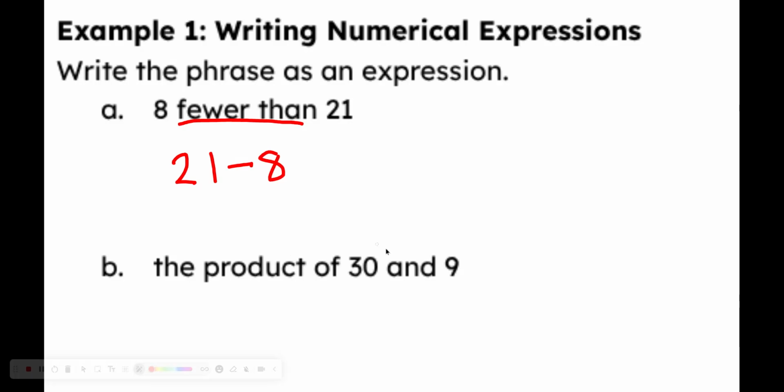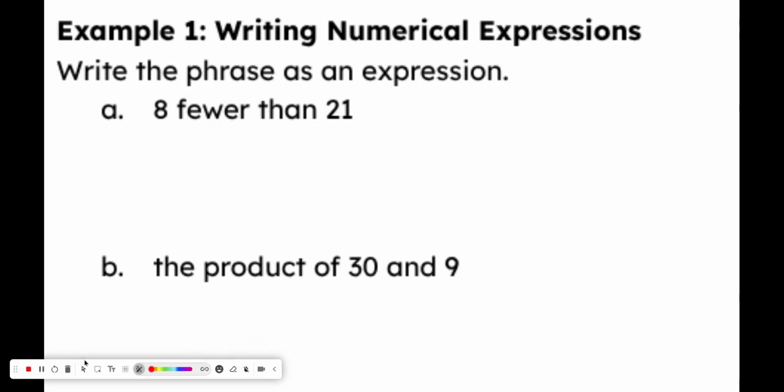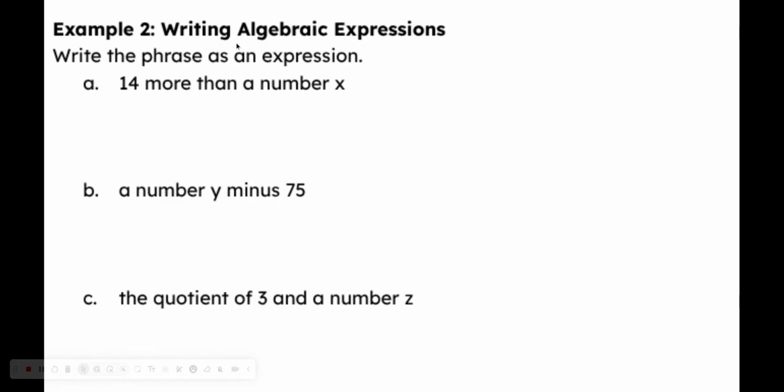And then I have the product of 30 and 9. Well, product tells me it's multiplication, so I'm going to write 30 times 9. And on these, I'm not solving them. I'm just writing the expression. So then on the next one, we're going to write algebraic expressions.